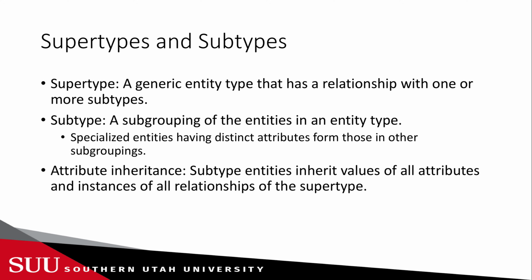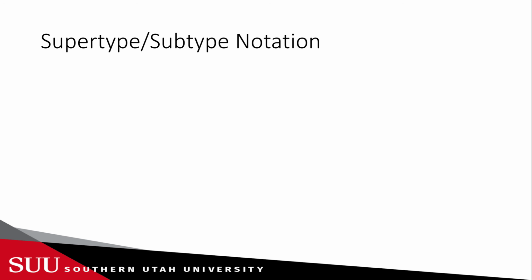Now we have some attribute inheritance happening here, because subtype entities will inherit the values of all attributes and instances of all relationships of the supertype. So whatever is happening at the supertype level is going to also happen at the subtype level. But whatever is happening at the subtype level is not necessarily happening at the supertype level.